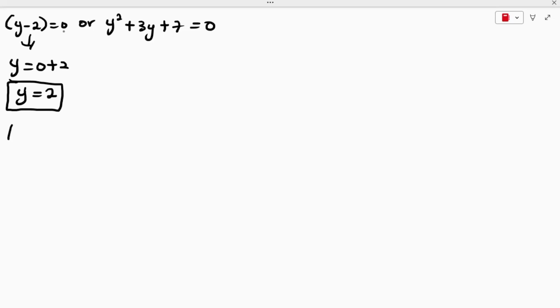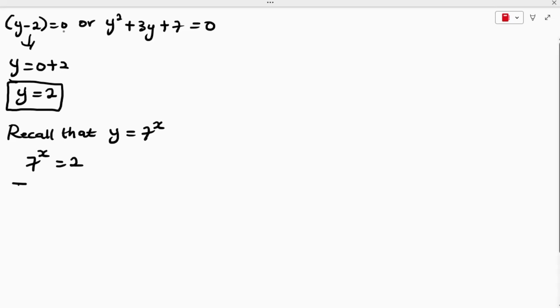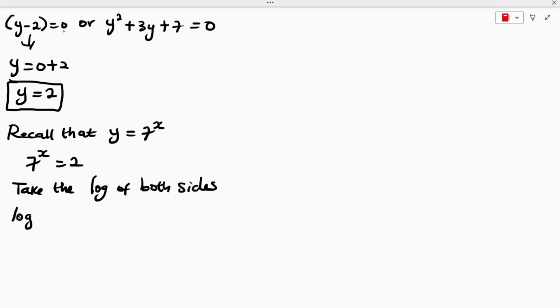Now we want to simply recall that y is equal to 7 to the power x, right? And we have y to be 2. So this is going to be 7^x is equal to 2. Next thing is to take the log of both sides. Now taking the log of both sides, we have log 7^x is equal to log 2.